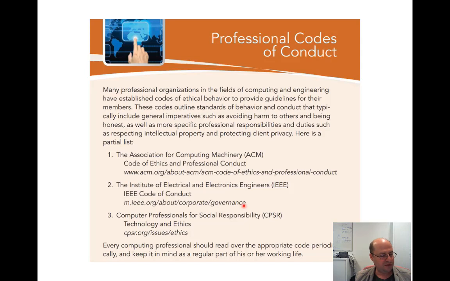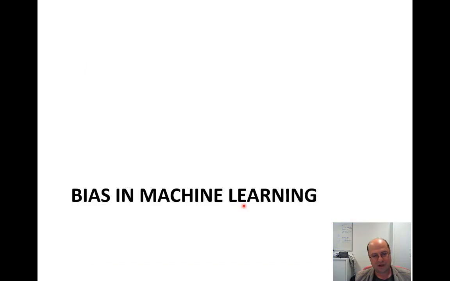In the final part of this lecture series, we're going to talk about a very recent problem that involves ethical decision making, and that's a very hairy, very difficult problem. That's bias in machine learning. I'll see you in a minute.